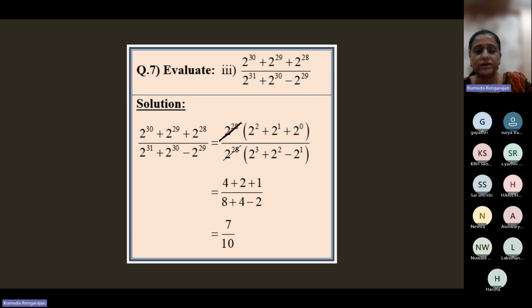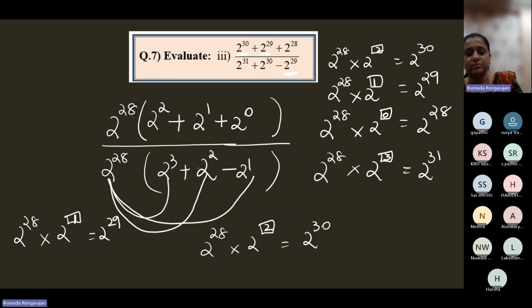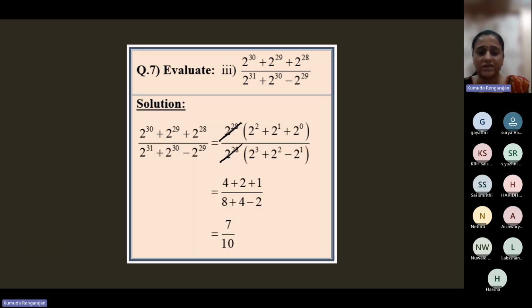Now 2 to the power 28 in the numerator and the same thing in the denominator gets cancelled. So 2 squared is 4, 2 to the power 1 is 2, 2 to the power 0 is 1, 2 cubed is 8. This is 4, this is 2. Now on simplifying this, we get 7 by 10.